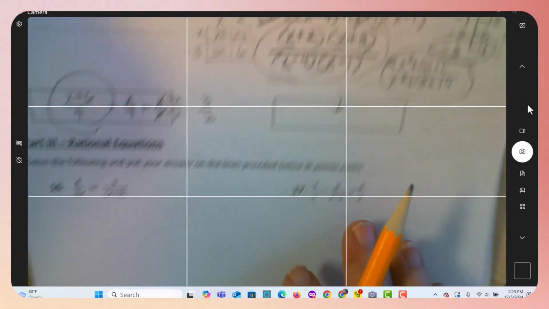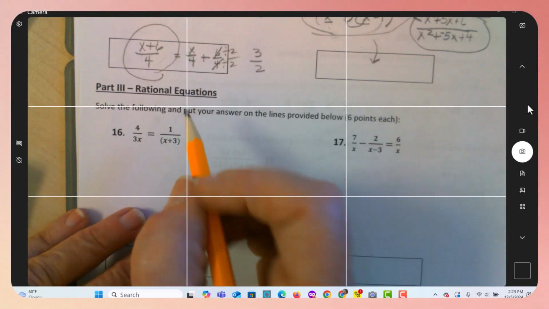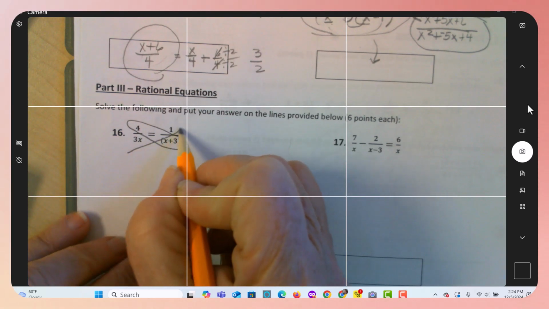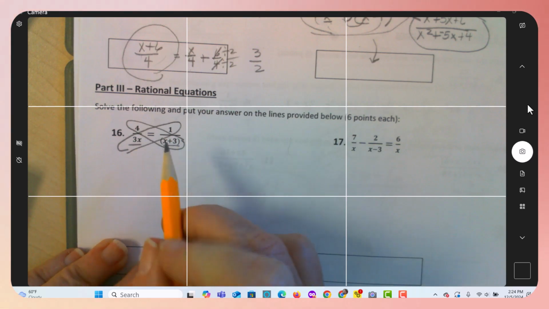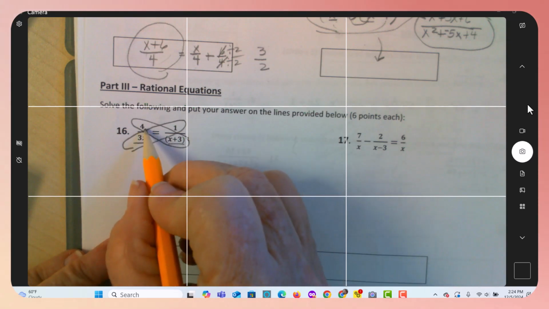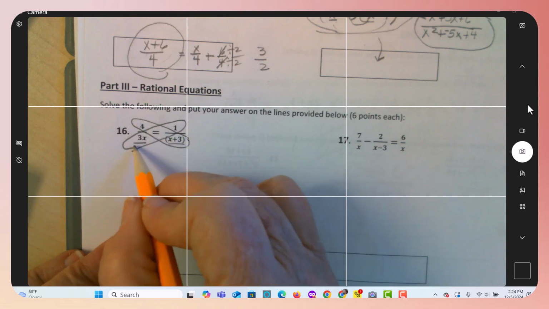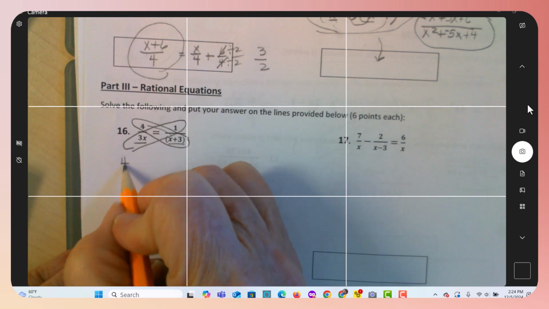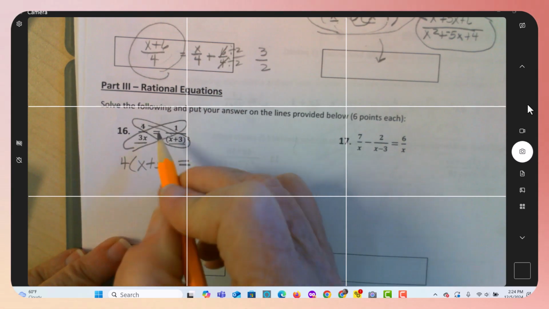Question number 16, we want to solve these rational equations. So we can cross multiply, and we can set up an equation that we can solve. I can see this is going to be linear. I don't have any squared terms, and I'm not going to be multiplying to get any squared terms. So go across in any order, up or down. I usually start at the bottom and go up. It's just a habit of mine, but I can start at the top and go down. 4 times x plus 3, and then separate that with an equal sign.